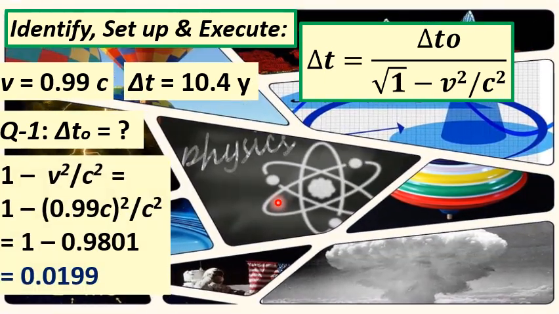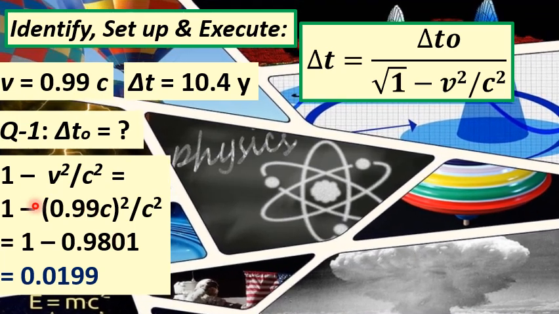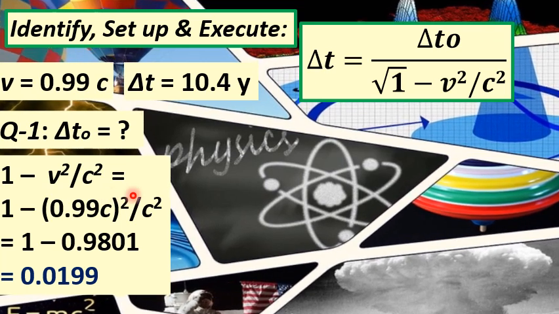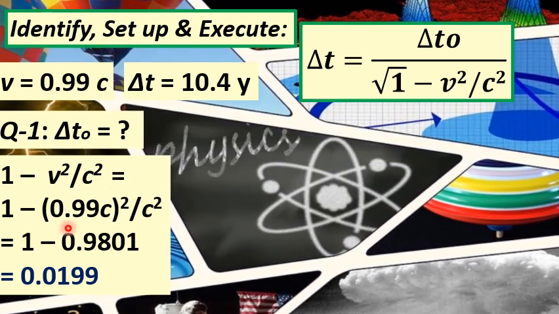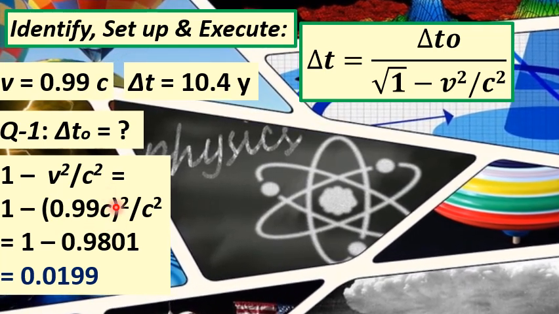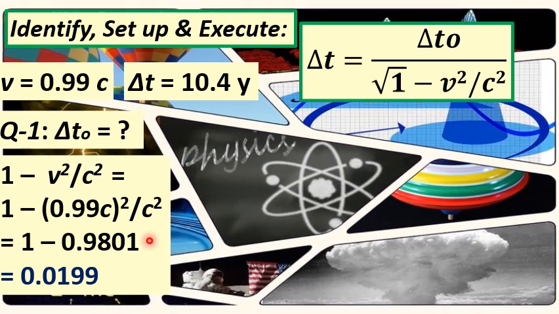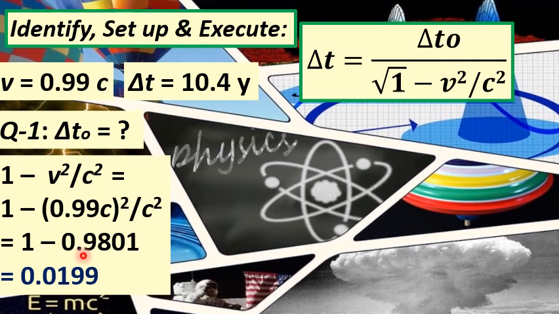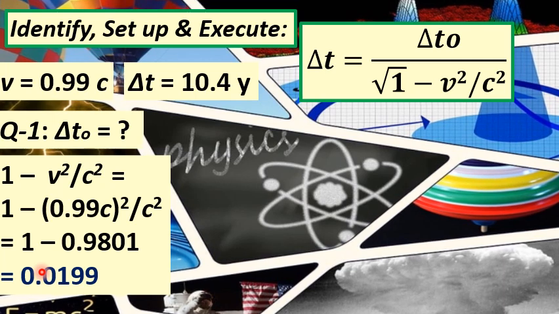So, we first substitute and simplify, that is, 1 minus v squared over c squared can be expressed as 1 minus quantity 0.99 the speed of light c, squared, and then divided by c squared. That is 1 minus 0.9801, or 0.0199.